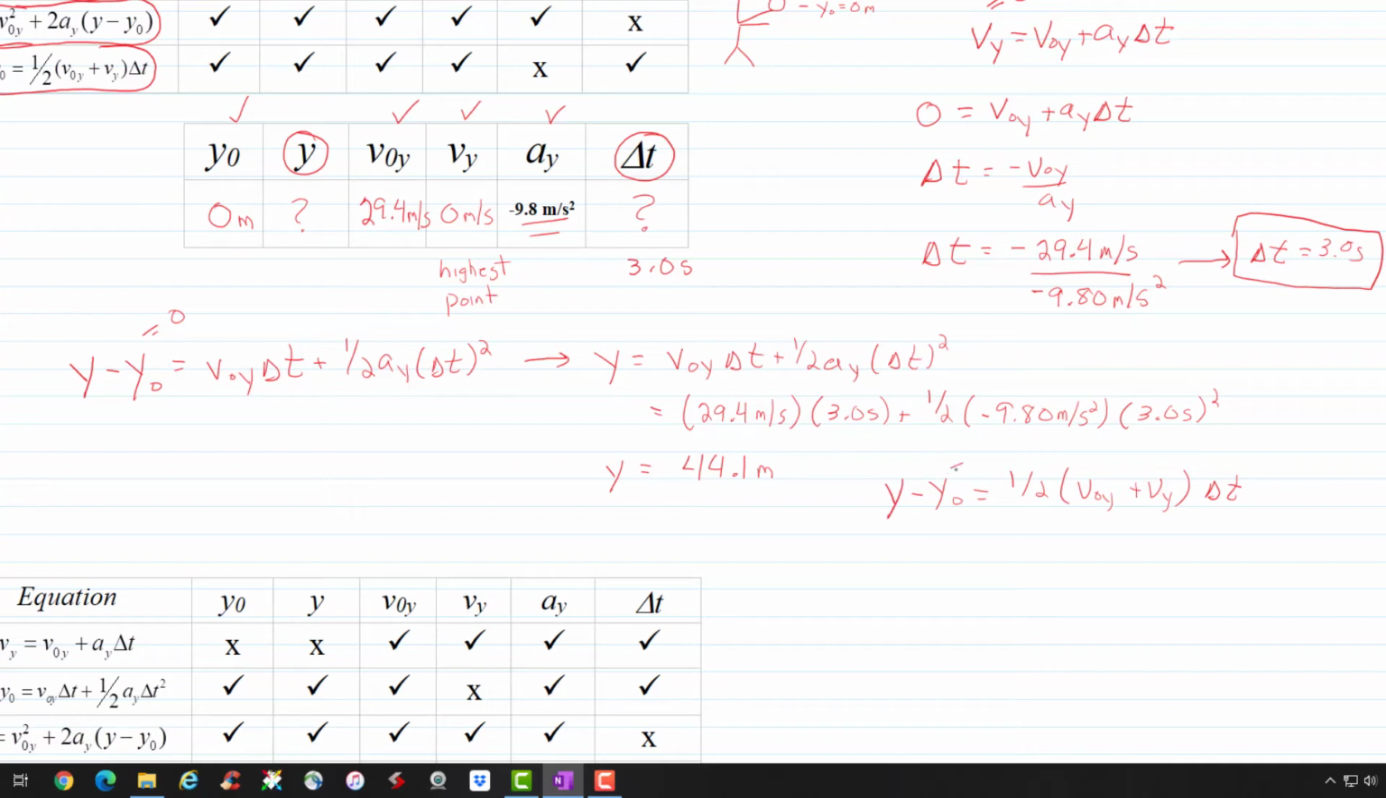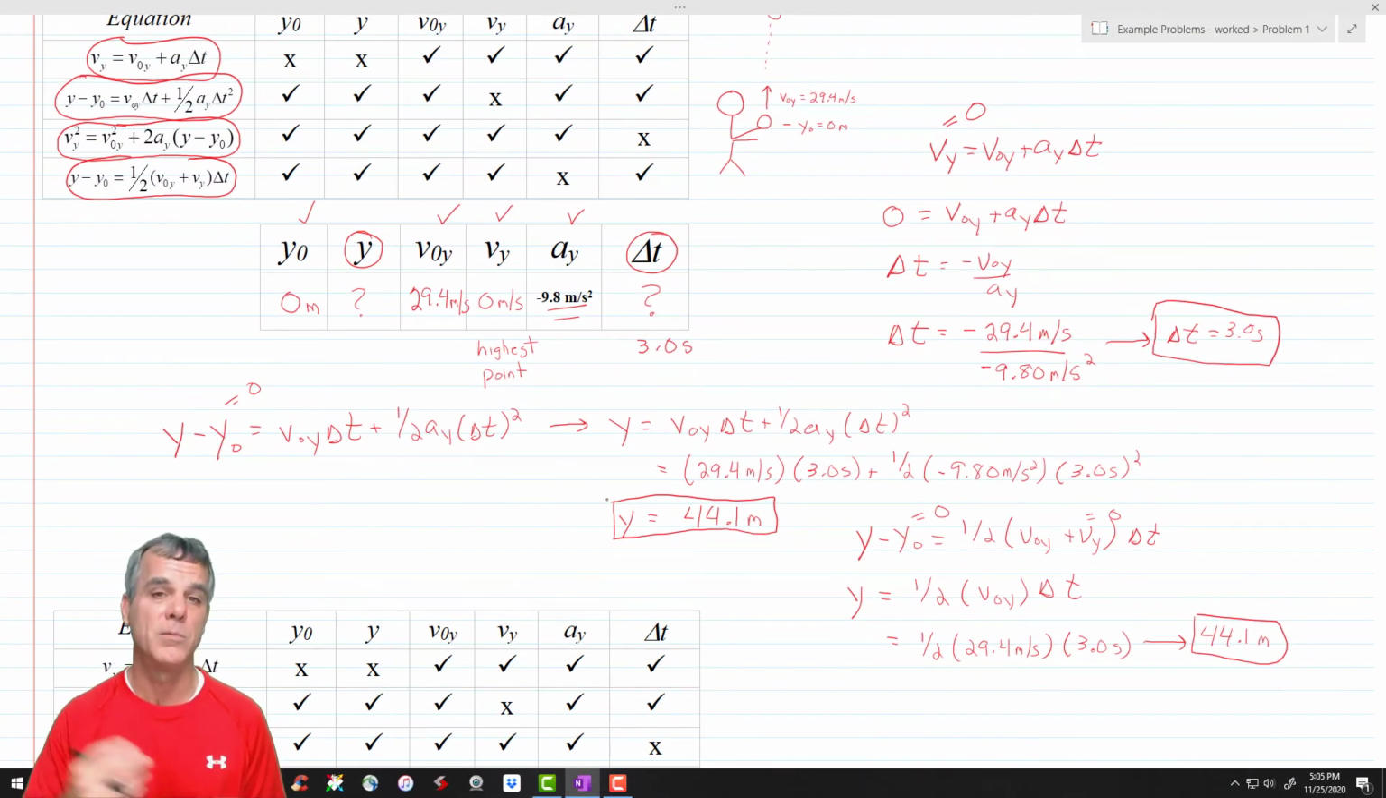I defined my initial position to be 0. My velocity at the highest point is 0. This equation reduces to y equals 1/2 times v naught y times delta t. Now I can plug in my known values. My initial velocity was 29.4 meters per second. It took 3 seconds to get to the highest point, and what I get is 44.1 meters, just like before. Again, one of the nice things about these equations of constant acceleration or equations of free fall is often you can use one equation to double check your work.